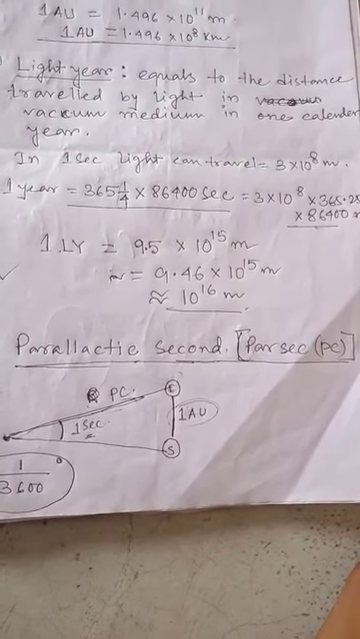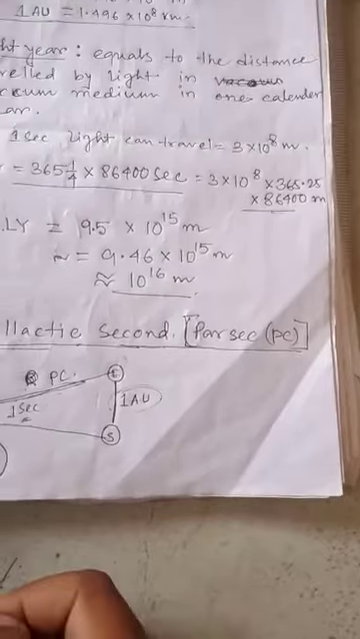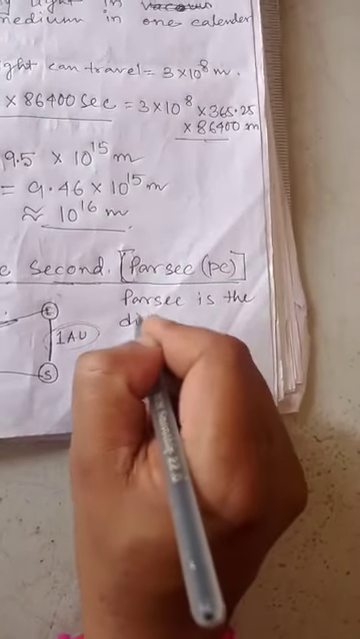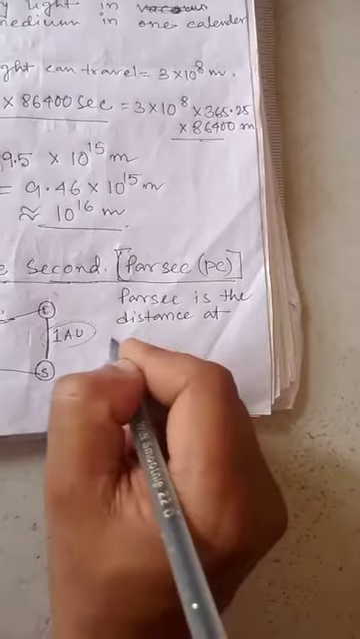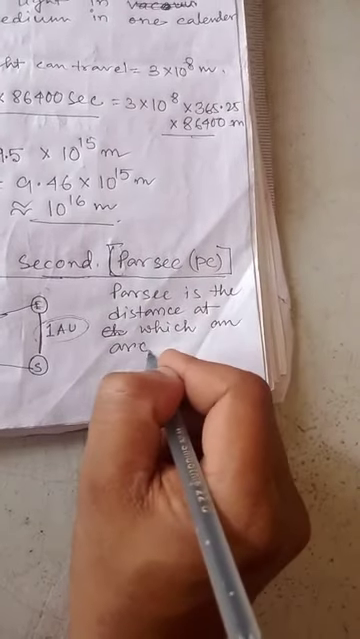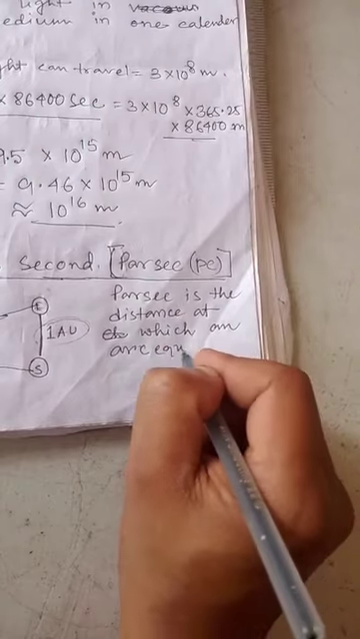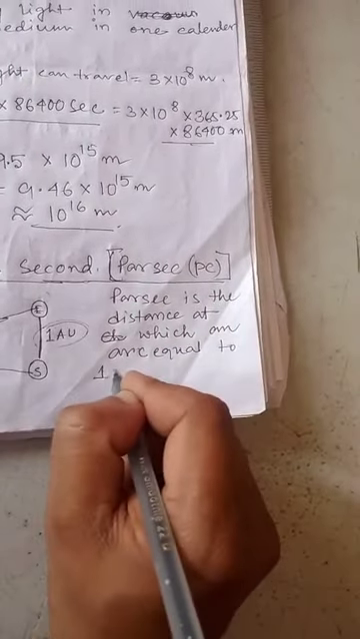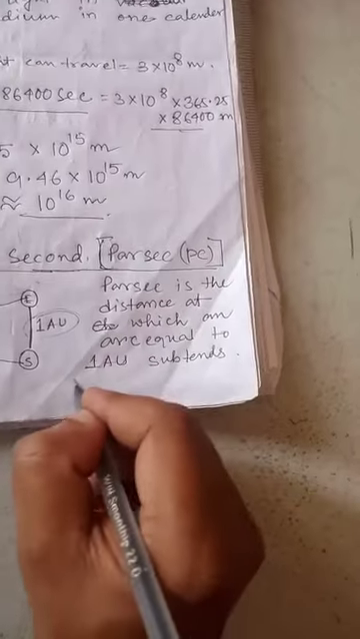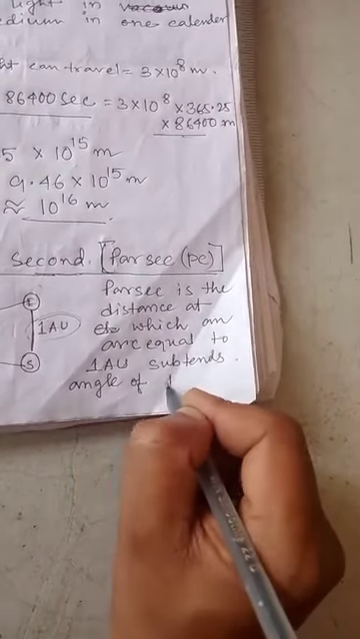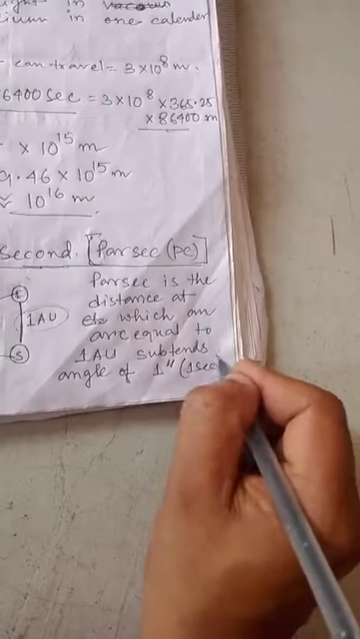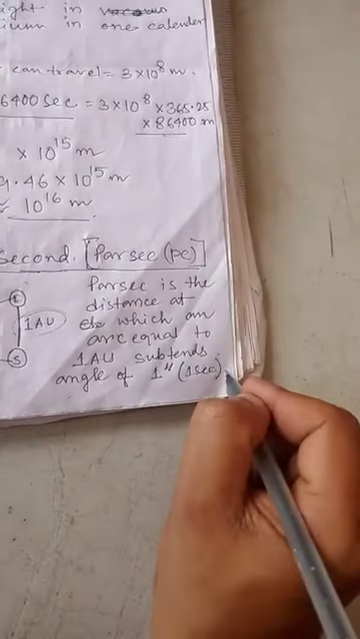Okay, so it is written like that: parsec is the distance at which an arc equal to 1 astronomical unit subtends an angle of 1 second. Understand?